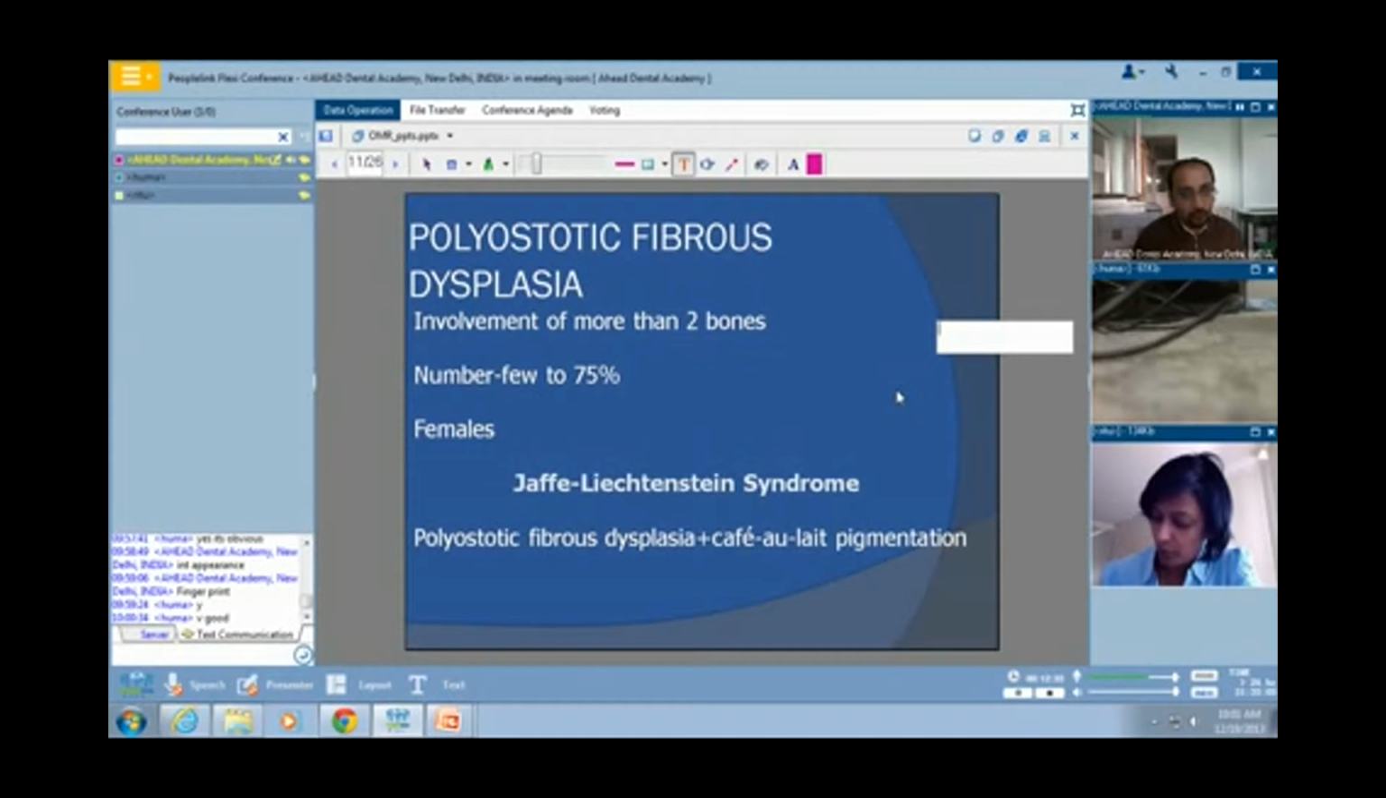Okay? Now the only difference is Jaffe-Lichtenstein syndrome. I have just written it down. It is when fibrous dysplasia involves two or three bones and it is associated with café-au-lait pigmentation. We call it Jaffe-Lichtenstein syndrome. Is it clear?